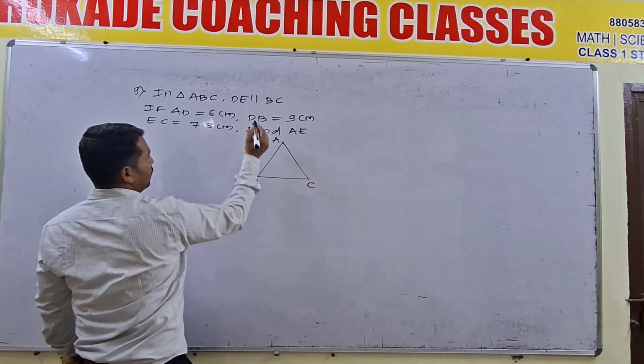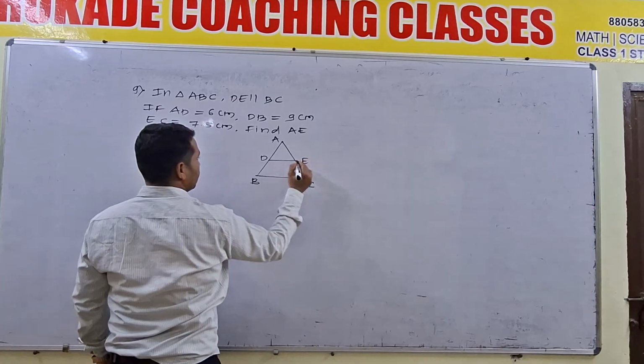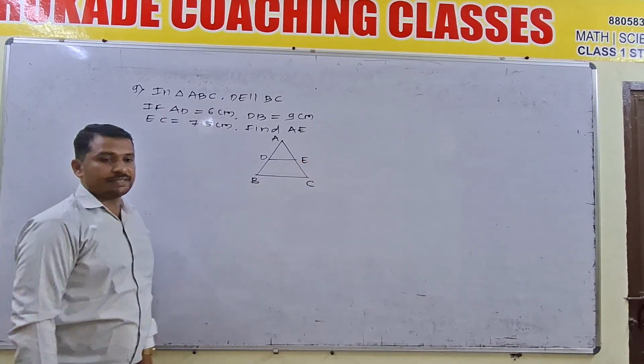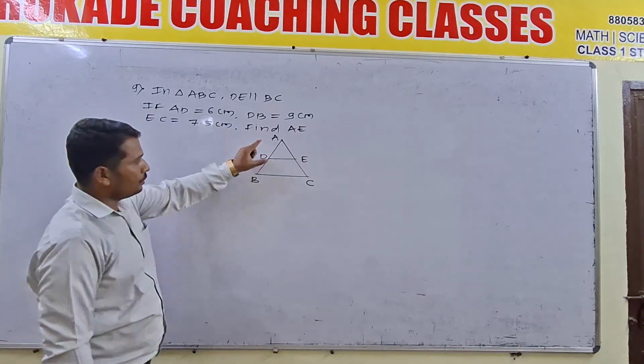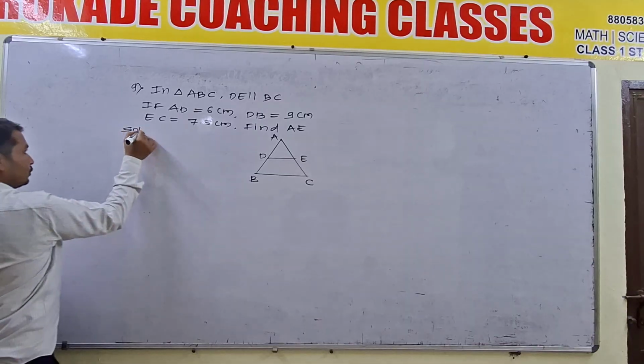So which is the parallel line? DE is parallel to BC. Line DE parallel to BC. Which theorem? BPT, basic proportionality theorem. Means AD upon DB is equal to AE upon EC. So write down here again. There is the solution.